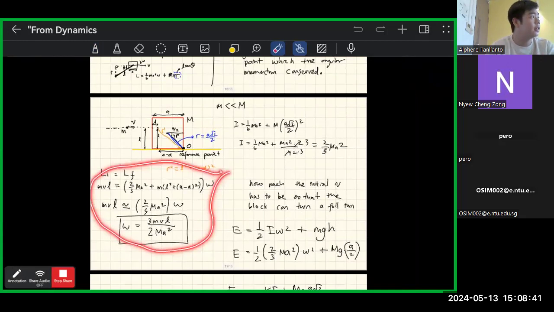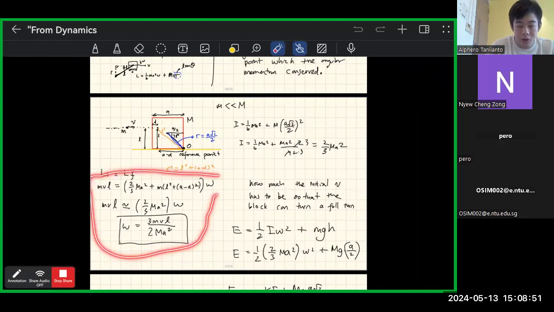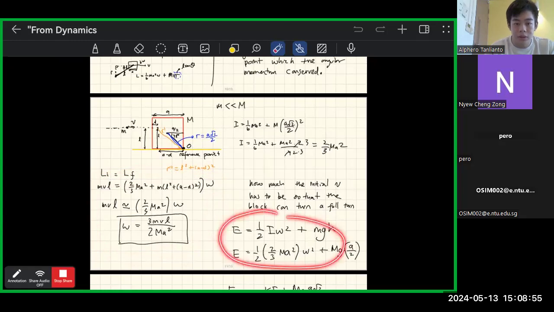It is the collision point. It's only at the collision time. After the collision, you conserve the energy.